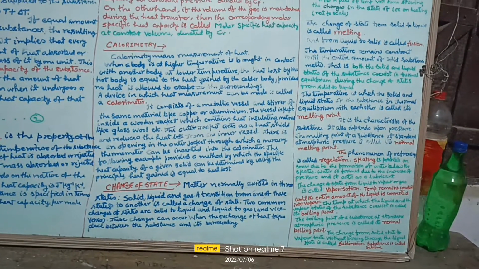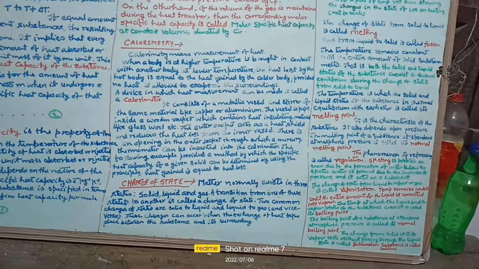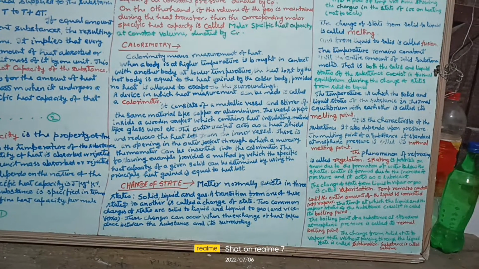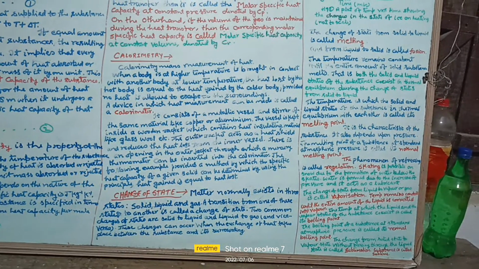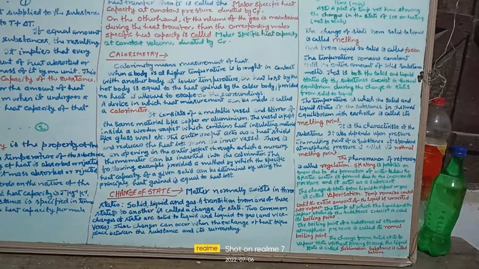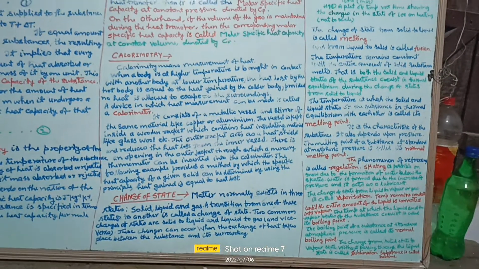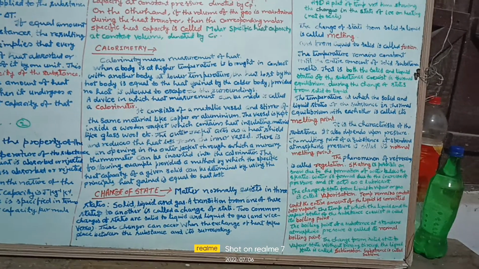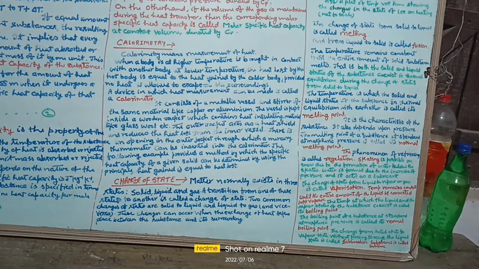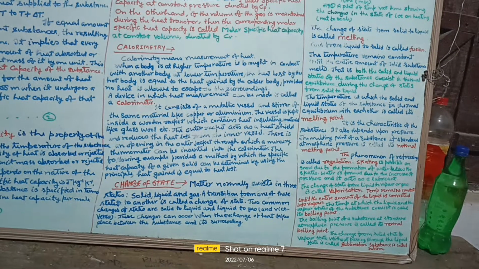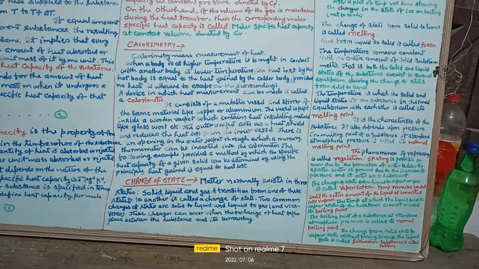Now, the normal boiling point is the temperature at which water or any liquid turns into vapor at atmospheric pressure. Similarly, when any substance is directly converted into gas or vapor from solid, it is called sublimation, and the matter is called sublime.